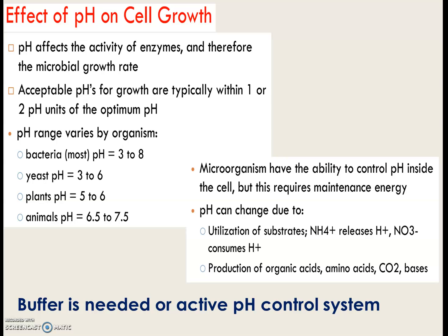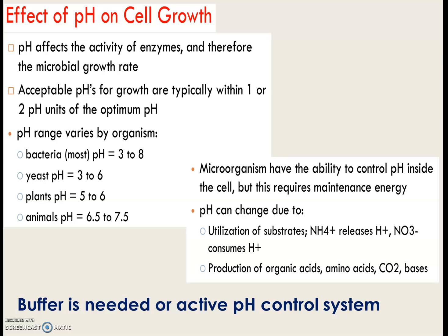to grow. Acceptable pH for growth is typically within 1 or 2 pH units of the optimum pH. The pH range can vary based on different organisms. If the organism is a bacterium, the pH range is around 3 to 8. If it is a yeast, the pH will be 3 to 6. If it is from plants, the pH will be around 5 to 6. If the organism is from animals, the pH will be around 6.5 to 7.5.